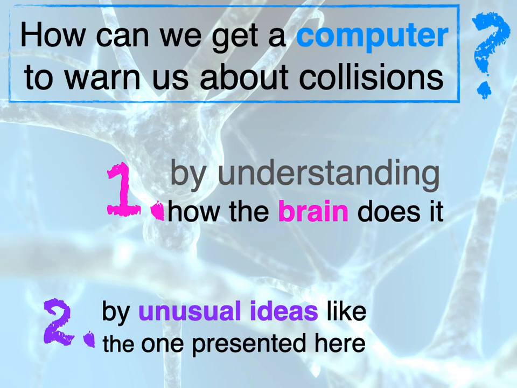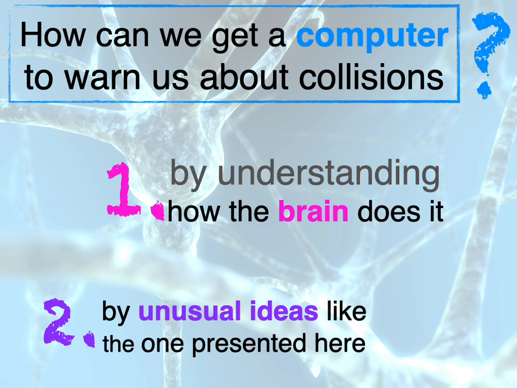But how can we get a computer to warn us about collisions? Well, there are two principal ways. The first one is by understanding how the brain does it. So in the brain of many organisms, we find neurons that selectively respond to collision threats. Or if you don't find inspiration, then you can just try out unusual ideas like the one that I will present in this video.